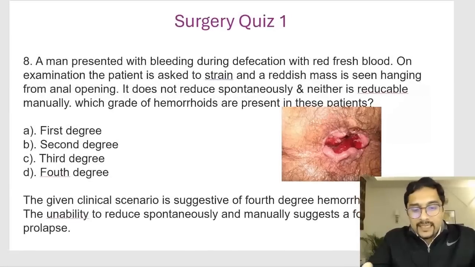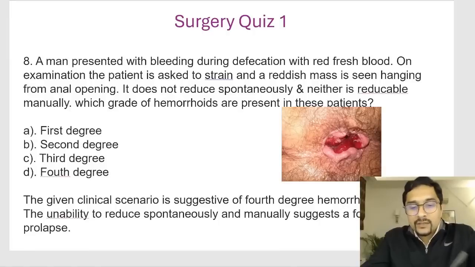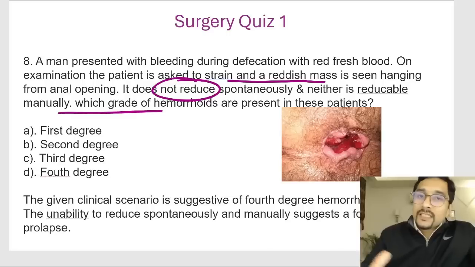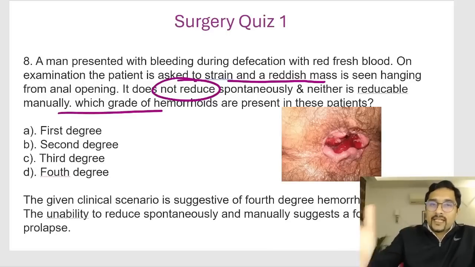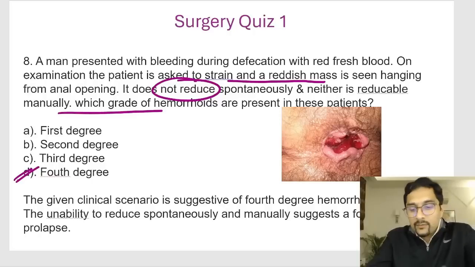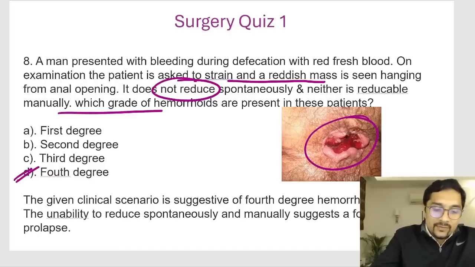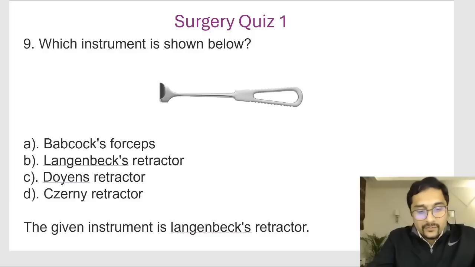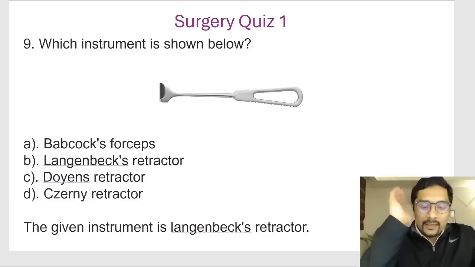A male presented with bleeding during defecation and frank blood is seen. A reddish mass is seen hanging from the anal opening. It does not reduce spontaneously, neither is it reducible manually, right? So I told you which cannot be reduced either spontaneously or by manual reduction. This is a 4th grade hemorrhoid you can see here, and this would require surgery, which I've already mentioned to you. What is the instrument mentioned here?